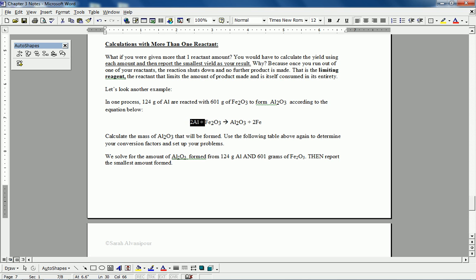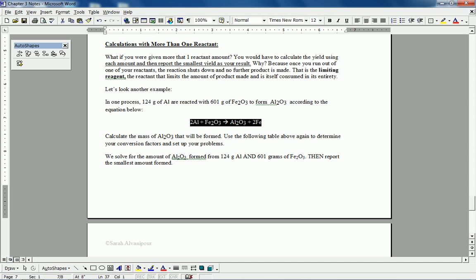So in the case of the same reaction here, once let's say you run out of aluminum, you can't make any more aluminum oxide or iron. Why? Because there'll be nothing left to react with the iron 3 oxide, and vice versa. So the only way to determine which is the limiting reagent, and therefore exactly how much product you're going to make, is to solve the problem for every single reactant amount given.